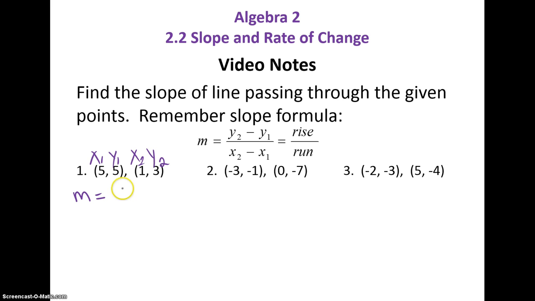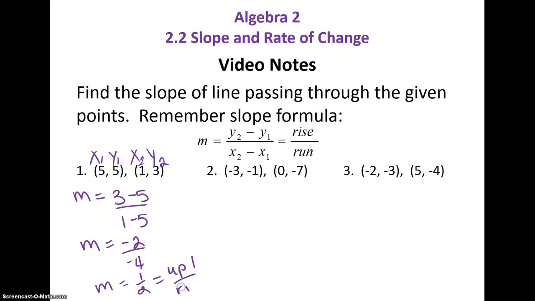So y2 minus y1, 3 minus 5, over x2 minus x1, 1 minus 5. So our slope is -2 over -4, which reduces to 1/2. Remember that the slope means how much we rise over how much we run. So this slope tells us we go up 1 for every 2 we go to the right. Very good, let's try it again.